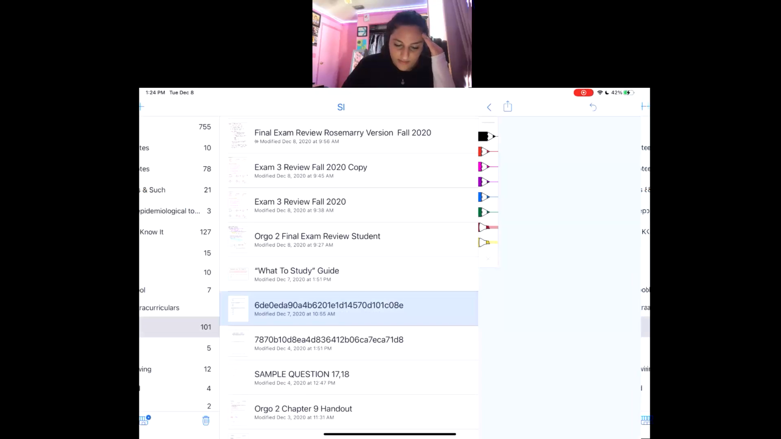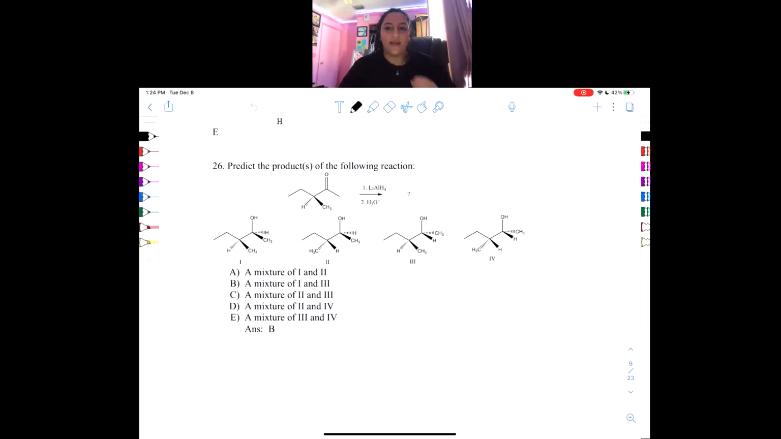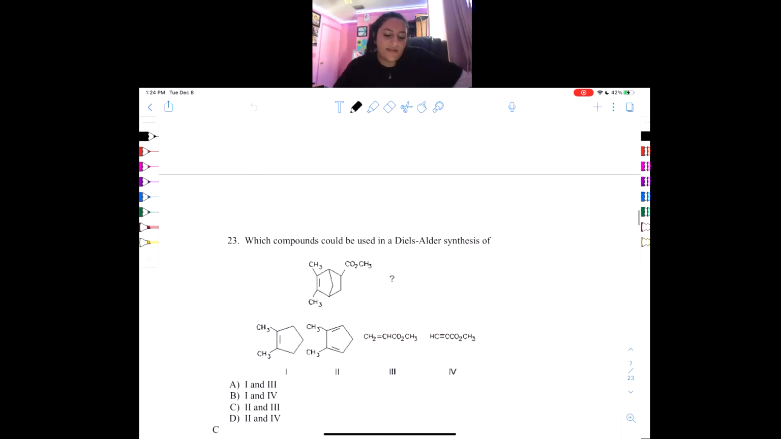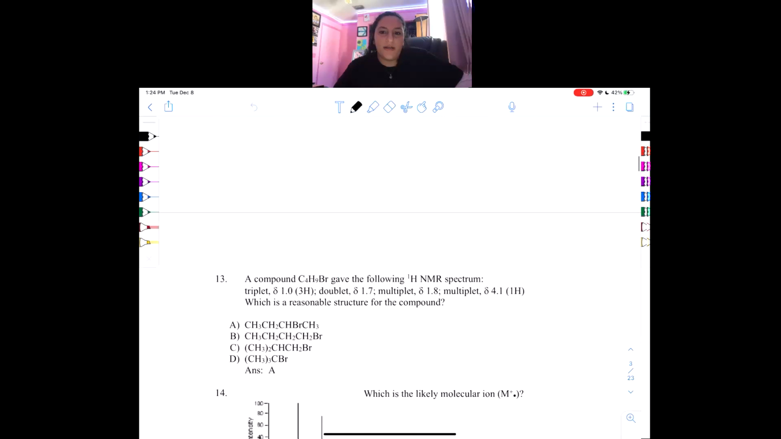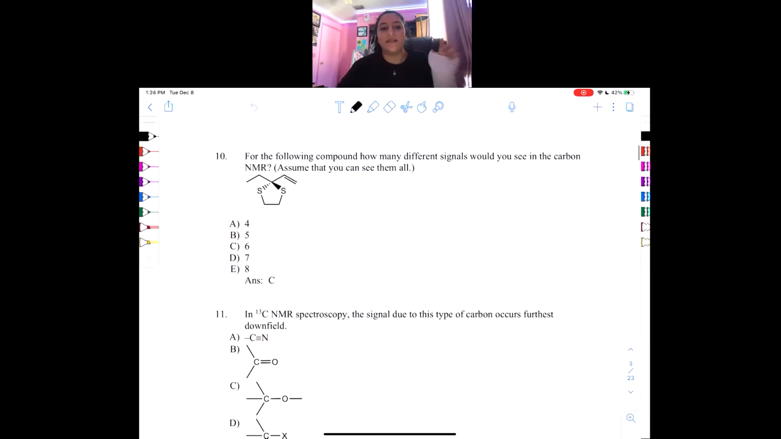I genuinely have way too many files. Okay, so I think someone said go over number 10, and then someone else wanted two questions from here, but I forgot what they were, so please send it to me in the chat. All right, so we are looking at this specific molecule, and we are trying to count signals.